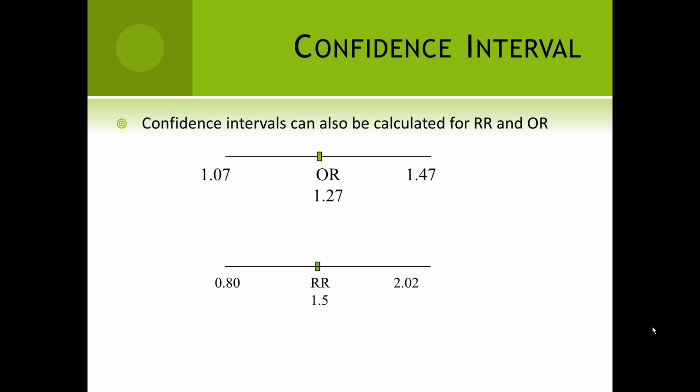In the next example, we have a relative risk of 1.5, but when we put the confidence interval around it, it could be anywhere between 0.8 and 2.02. So the relative risk, if this was dealing with the whole population, is somewhere within that range.